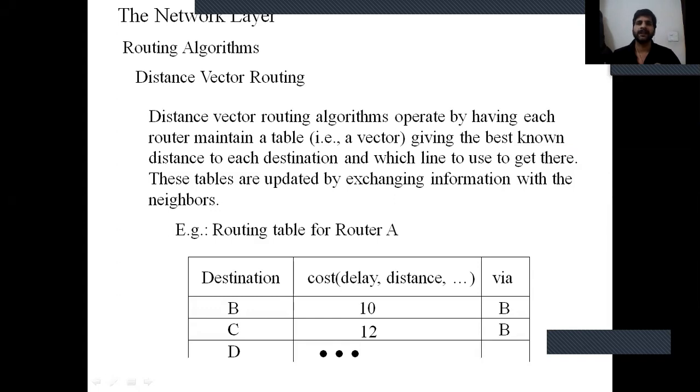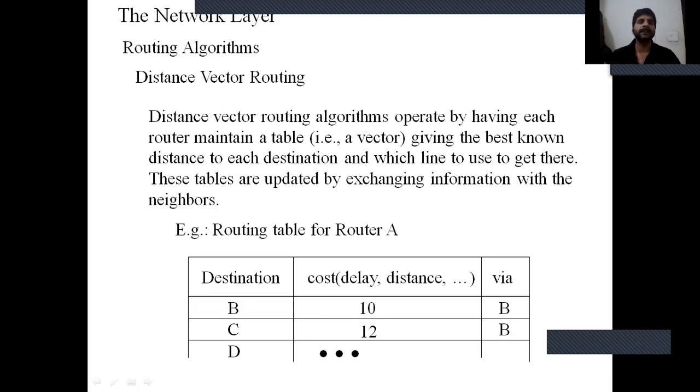Now, the distance vector routing algorithm operates by having each router maintain a table, that is a vector, giving the best known distance to each destination and which line to use to get there. These tables are updated by exchanging information with the neighbors. This is the functioning of the distance vector routing algorithm.